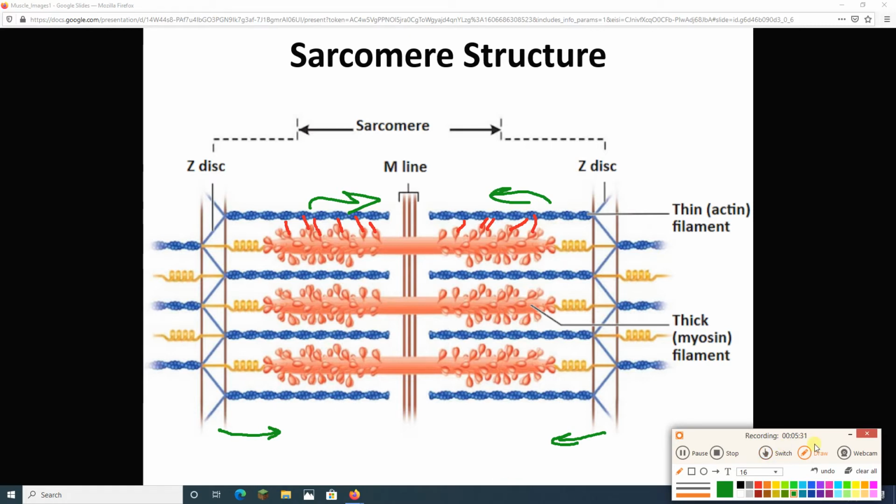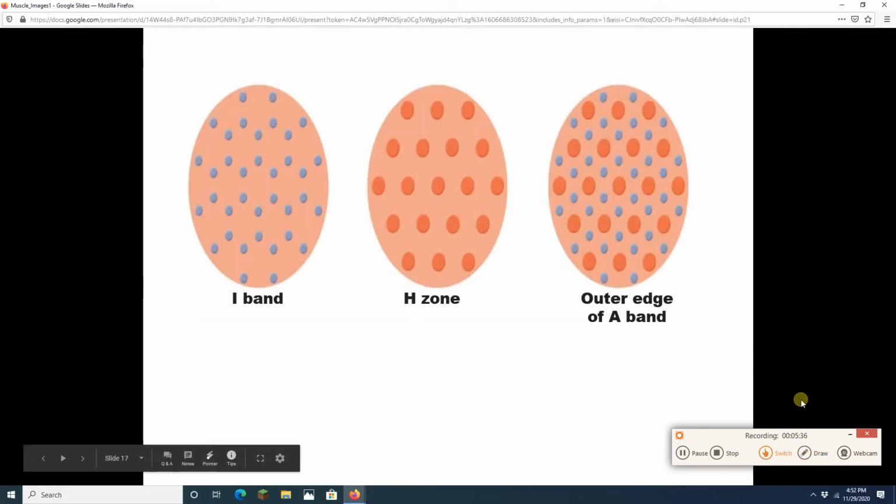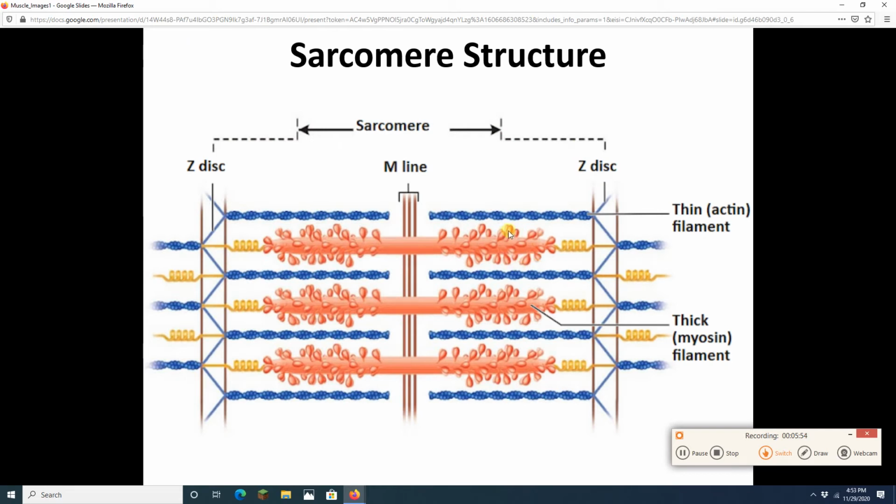All right, let's look at some more pictures of this. Okay, before we go there, notice that if we slice through the I band, we get nothing but thin. Slice through the H zone, nothing but thick filaments. The outer edge of the A band is where I have that overlap. And that overlap is key to do what we just said. The overlap was key for the myosin to be able to grab onto the actin and then pull it inward, thus bringing the Z discs closer together and contracting the sarcomere.